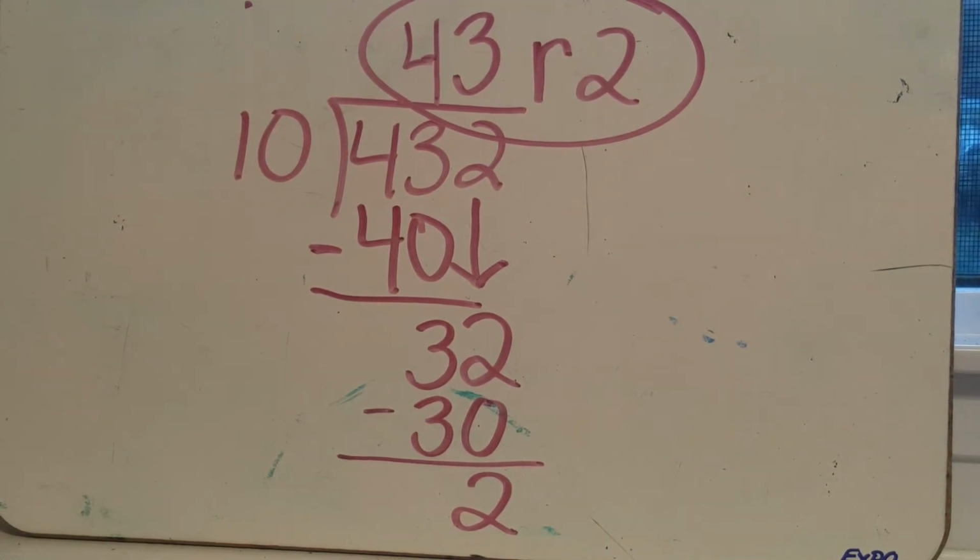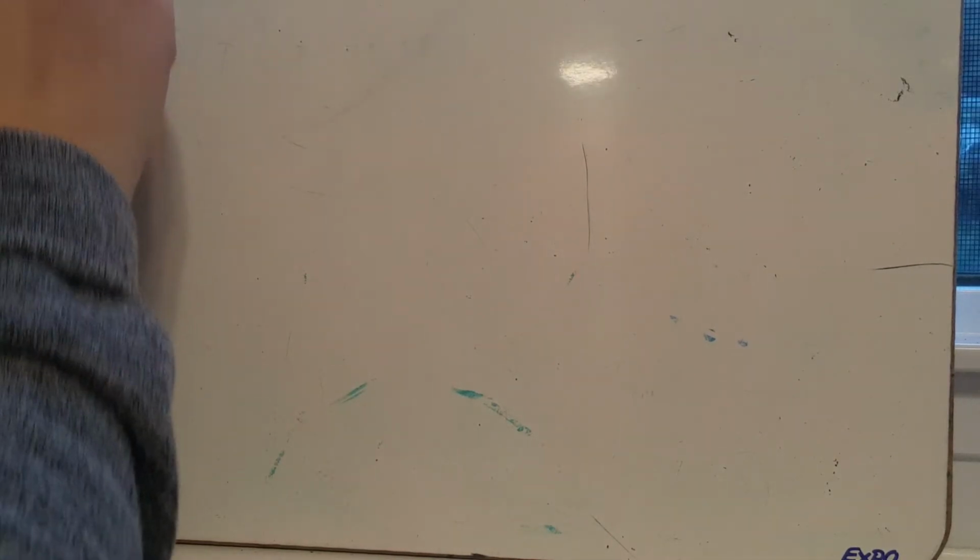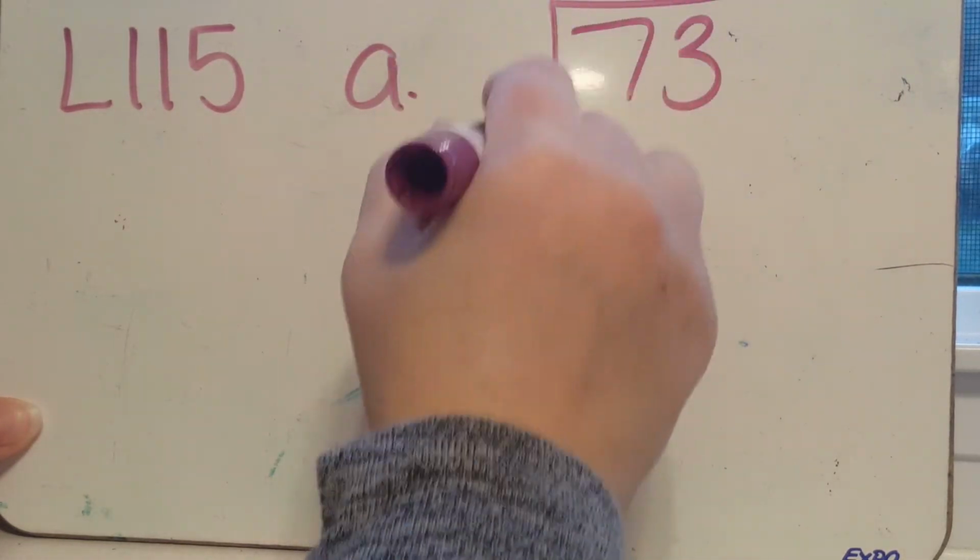All right, take out your week 26 practice problems paper. We're going to do 2 of the practice problems together. We'll do A and B together, and then you'll do C through F on your own, and your parent will check that. On your practice problems paper, head it up, lesson 115. And we're going to do A together. A says 73 divided by 10. Go ahead and write that down on your paper.